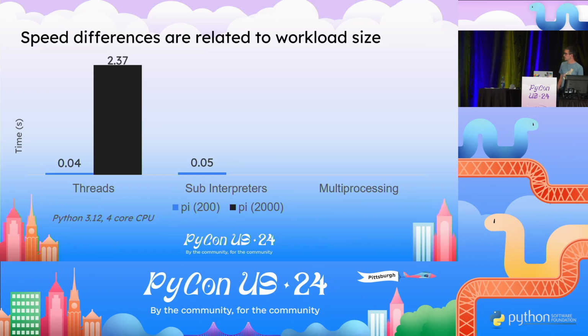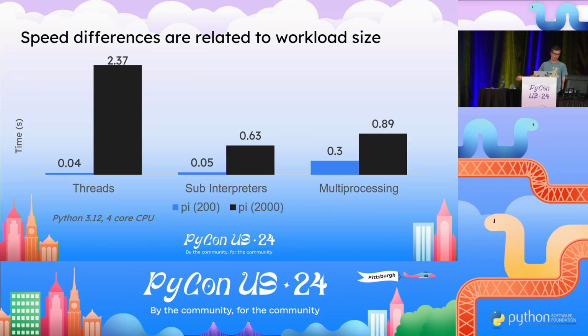On subinterpreters, it's slightly slower for 200 digits. And for 2,000, it's significantly faster. The reason is because the time it takes to calculate pi is so small for 200 digits that all you're really seeing is the overhead of launching a thread and the overhead of launching a subinterpreter. So when it comes to multiprocessing, what you're looking at there is actually just mostly overhead.